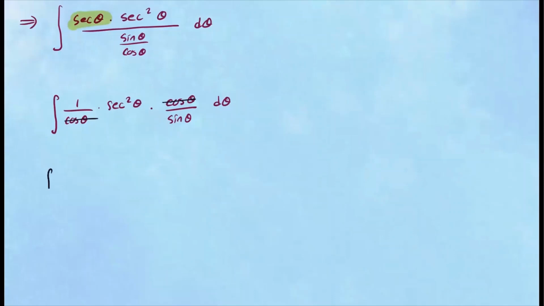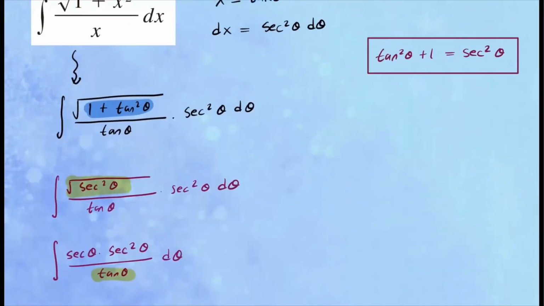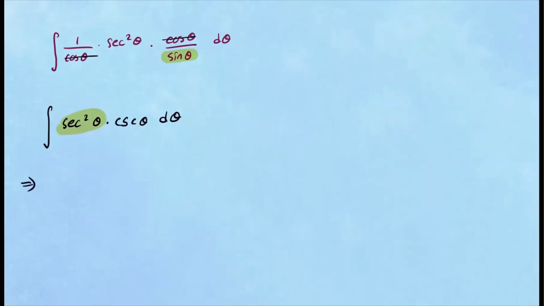We have the integral of secant squared theta times 1 over sine, so sine is in the denominator. You can write that as cosecant theta d theta. Once you get to this step, we're going to use this identity again: tangent squared theta plus 1 is secant squared theta. I'm going to replace secant squared with the identity, so we have the integral of tangent squared theta plus 1 times cosecant theta d theta.